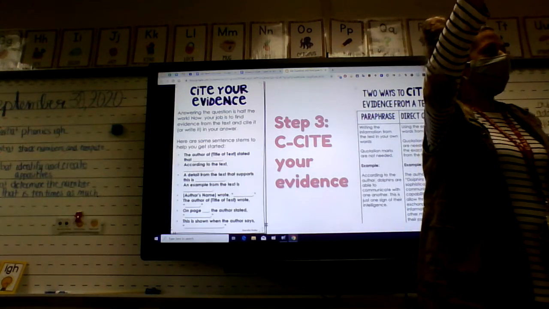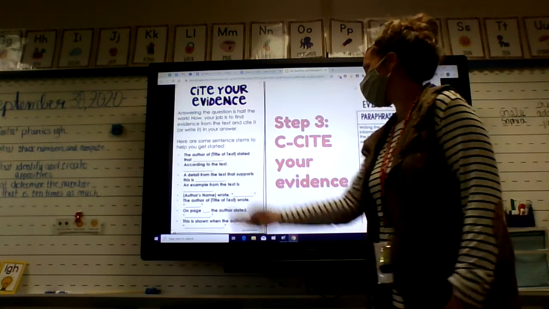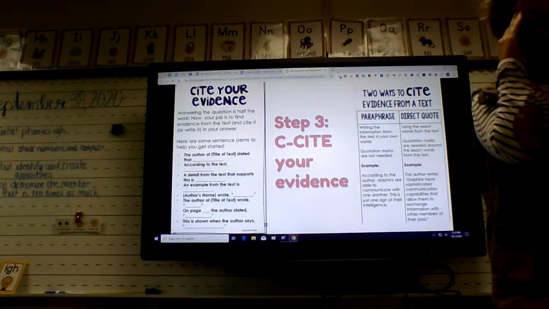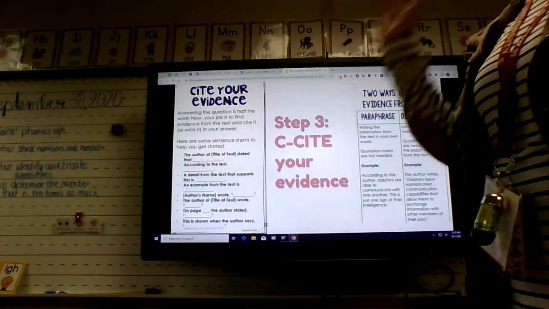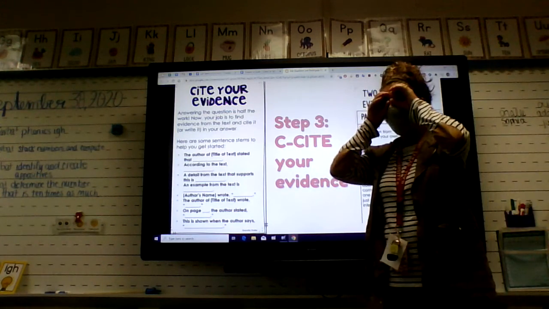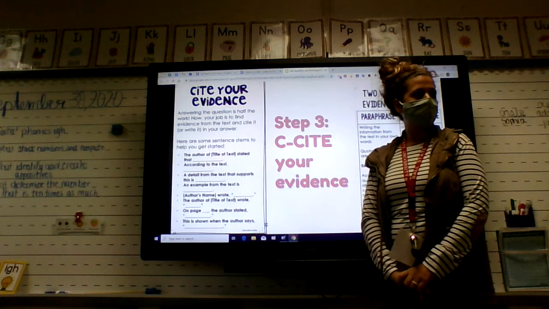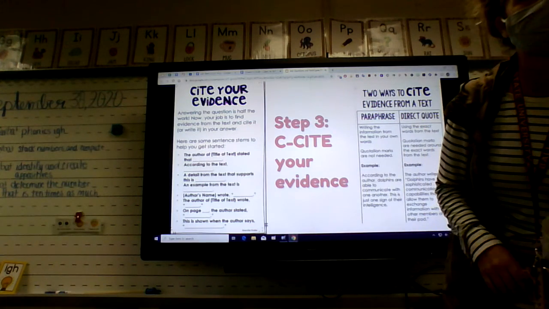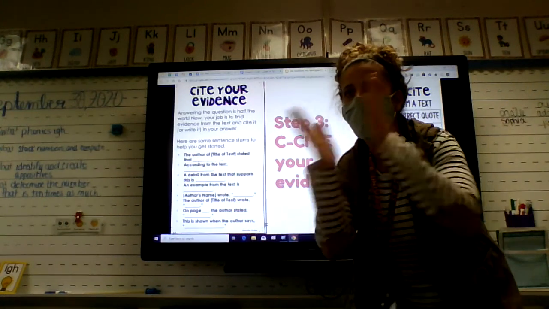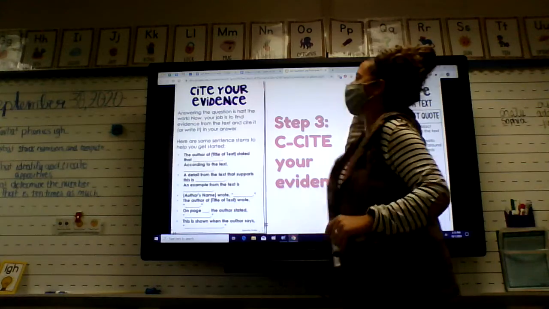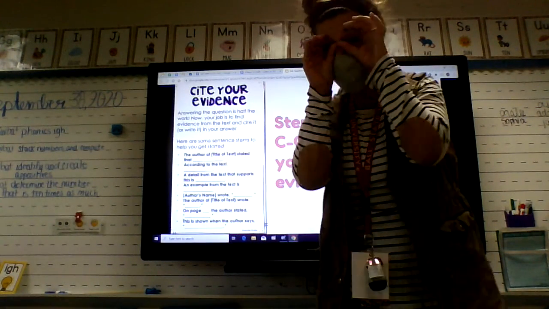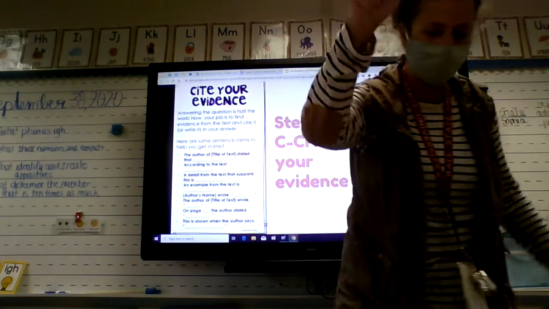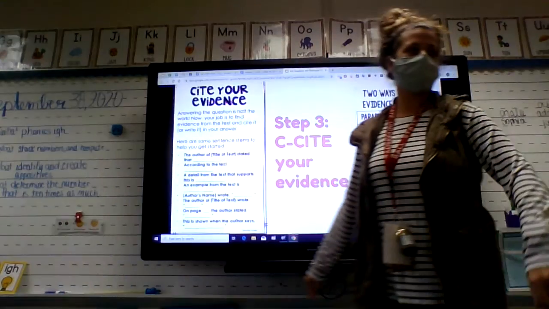Okay, so we did R, restate, A, answer, C, cite. Miss Gasaway, what does cite mean? To see? It's not that kind of cite. I think it means when you go to the story, you look for the words. You look for the evidence. Say evidence. Evidence. So we are going to find evidence in the story. We are going to cite, kind of like cite with your eyeballs. We're going to find the evidence with our eyeballs and say, here's the evidence. I'm going to use it in my answer. Good.